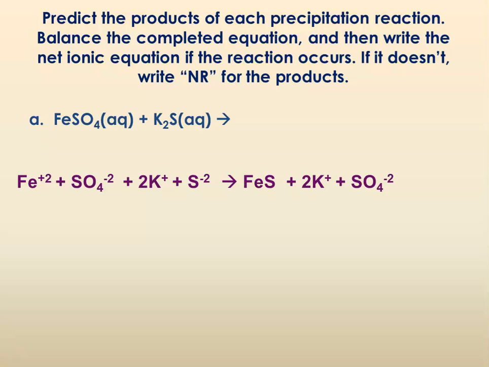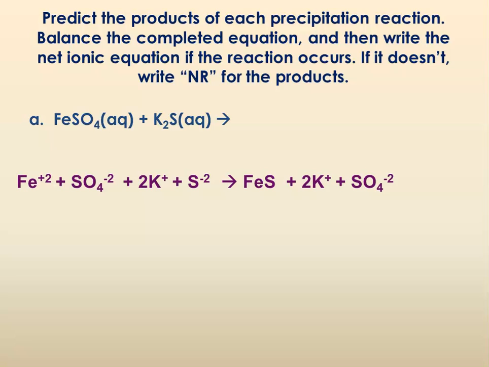If we look at this particular equation, if you were going to write the products as a molecular equation, you would have FeS up next to the arrow, and you would have K2SO4 also up next to the arrow. We have one Fe on both sides. We have one sulfur on both sides. We have one sulfate on both sides, and we have two potassiums on both sides. So this particular equation is balanced.